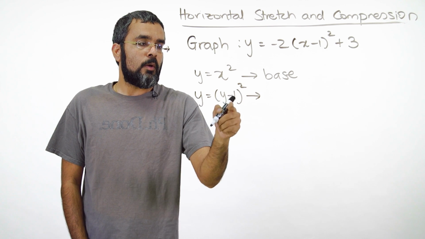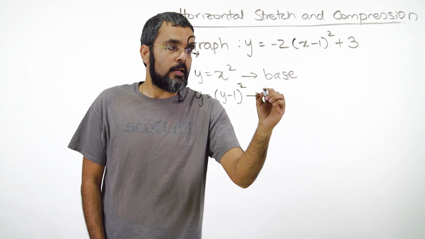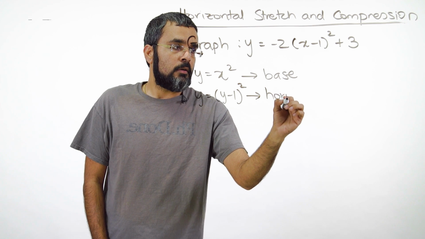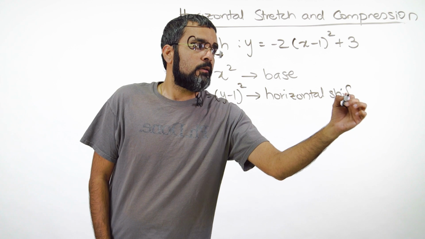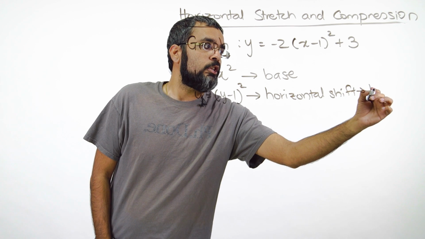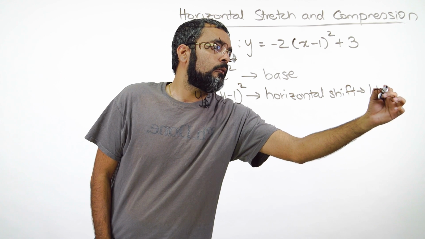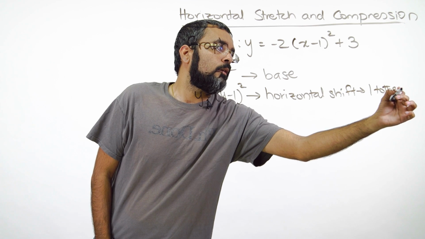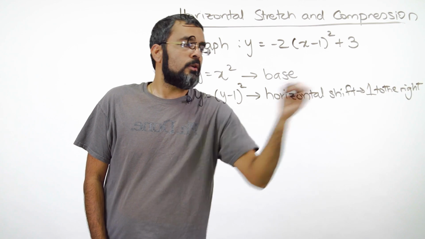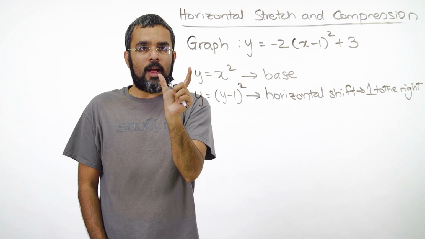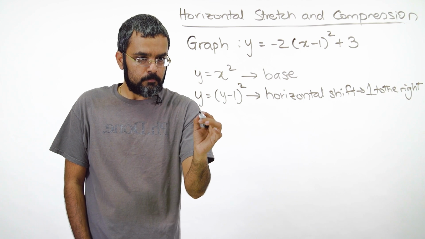Well, what does that do? This moves our graph. It's a horizontal shift, and that is 1 unit to the right. So this was a horizontal shift, 1 unit to the right. Now our graph has moved to our right.